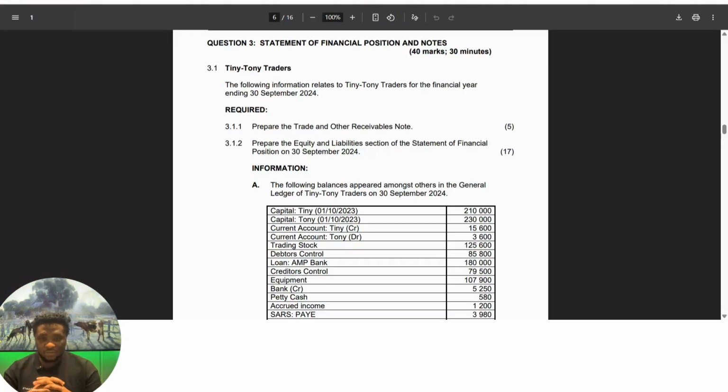And in the video that we're going to cover here, we are going to be looking at the statement of financial position, and we're going to be looking at question 3 of the November 2024 paper, the Eastern Cape exam. So without further ado, let us jump straight into the question. As you can see, a statement of financial position and notes.